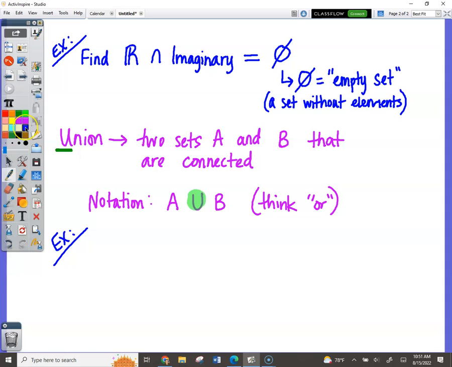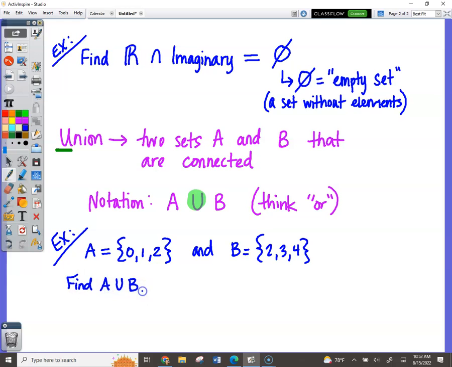Now I'm going to write the example, and then we're going to answer, and then I'm going to tell you how to remember the difference between union and intersection. So if we had the sets A and B like this, and I said to find A union B, that means I want you to tell me the set of elements that are in A or B. Or is inclusive. It means, okay, list everything that's in A, list everything that's in B. If something repeats, you don't list it more than once. You just say, okay, that's already covered.